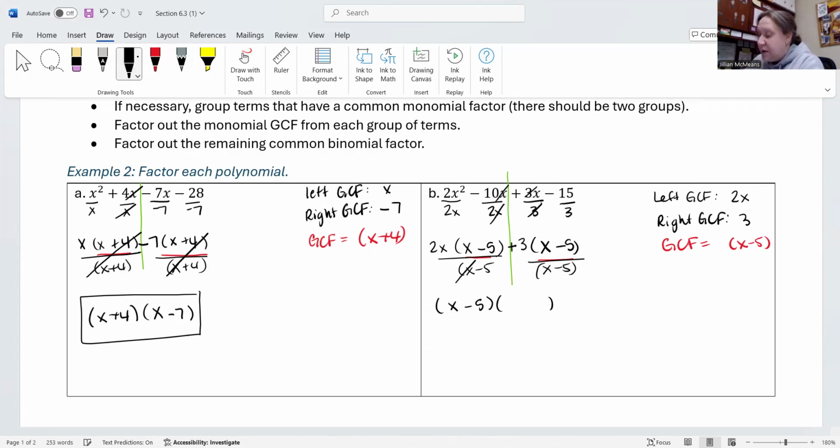Well, on the left, x minus 5 divided by itself is 1. 1 times 2x is 2x. On the right, x minus 5 divided by itself is 1. 1 times 3 is 3. And we have just factored by grouping, okay?